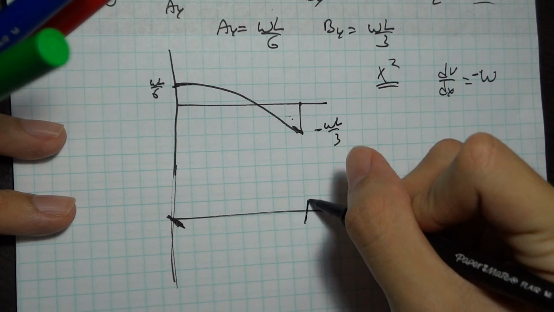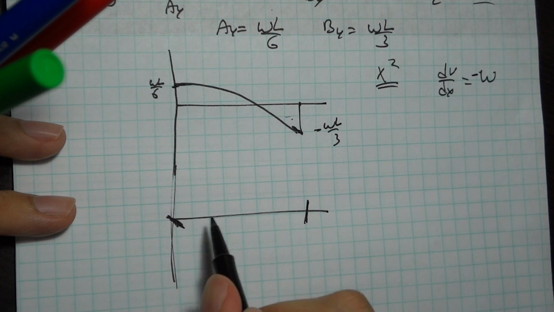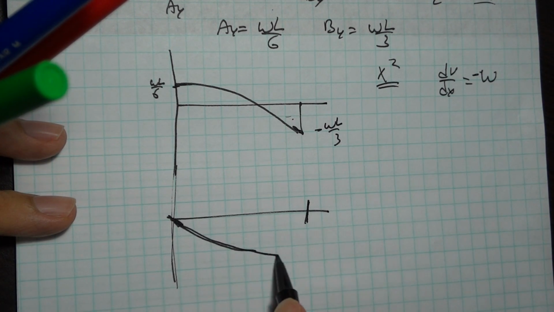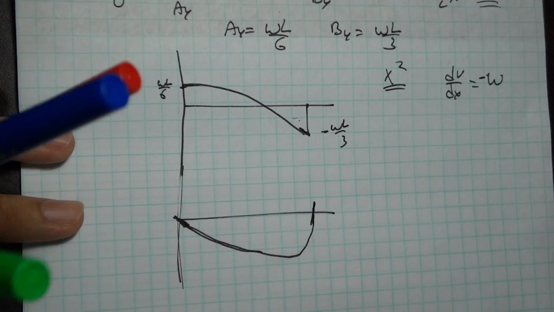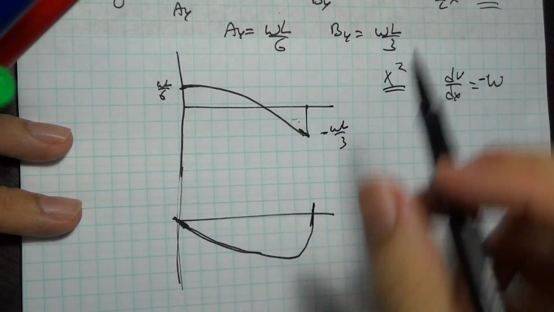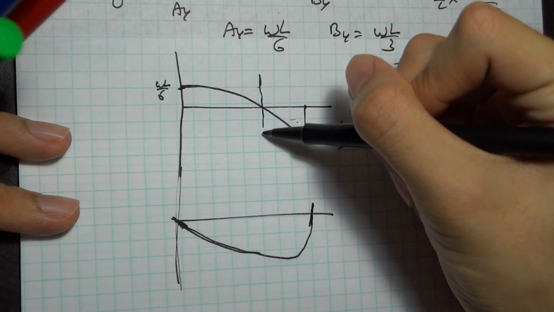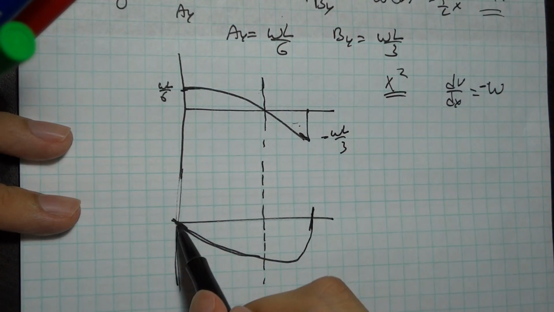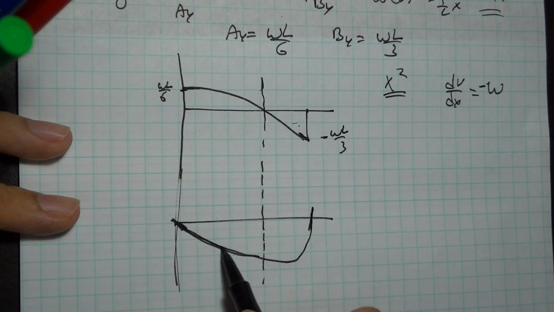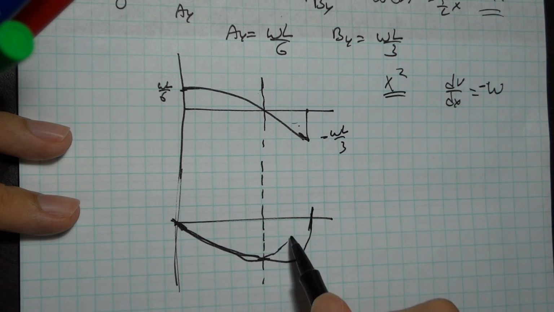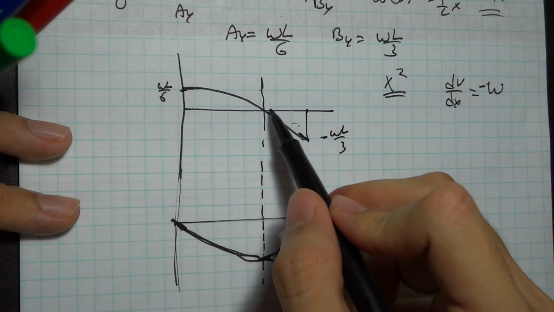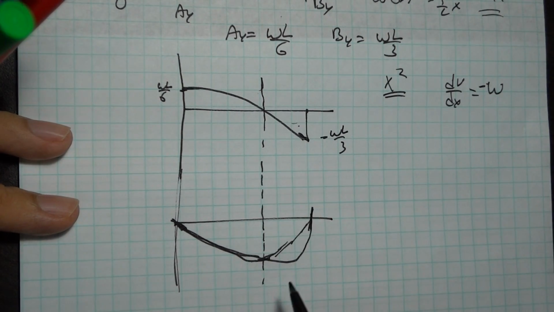So you'll notice that it doesn't line up perfectly. Remember that your 0 should occur here. Wherever it crosses the axis is where you should have a minimum or a maximum.